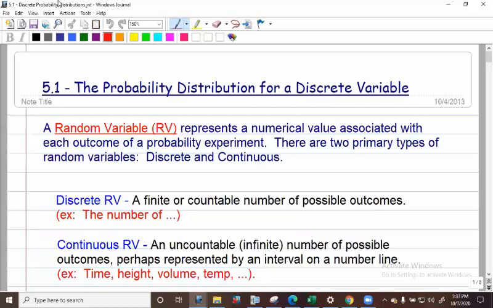Now let's just talk briefly about what a random variable is. A random variable is a variable for a probability experiment where X has to be a numerical value associated with each outcome of the probability experiment. So X has to be something that's numerical. And there are two types of random variables, discrete and continuous.